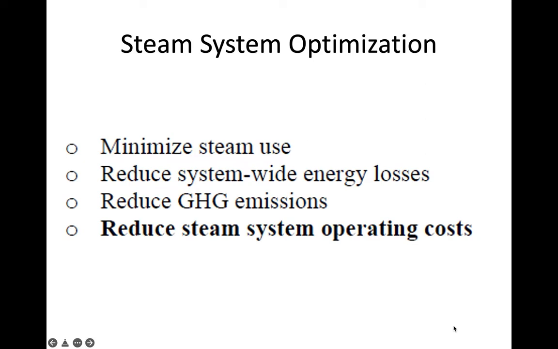And then the fourth one, this is the most important in terms of the industrial perspective, in terms of the management perspective. Steam system optimization tends to reduce steam system operating costs. We can reach the economic advantage with the reduction of steam system operating costs.